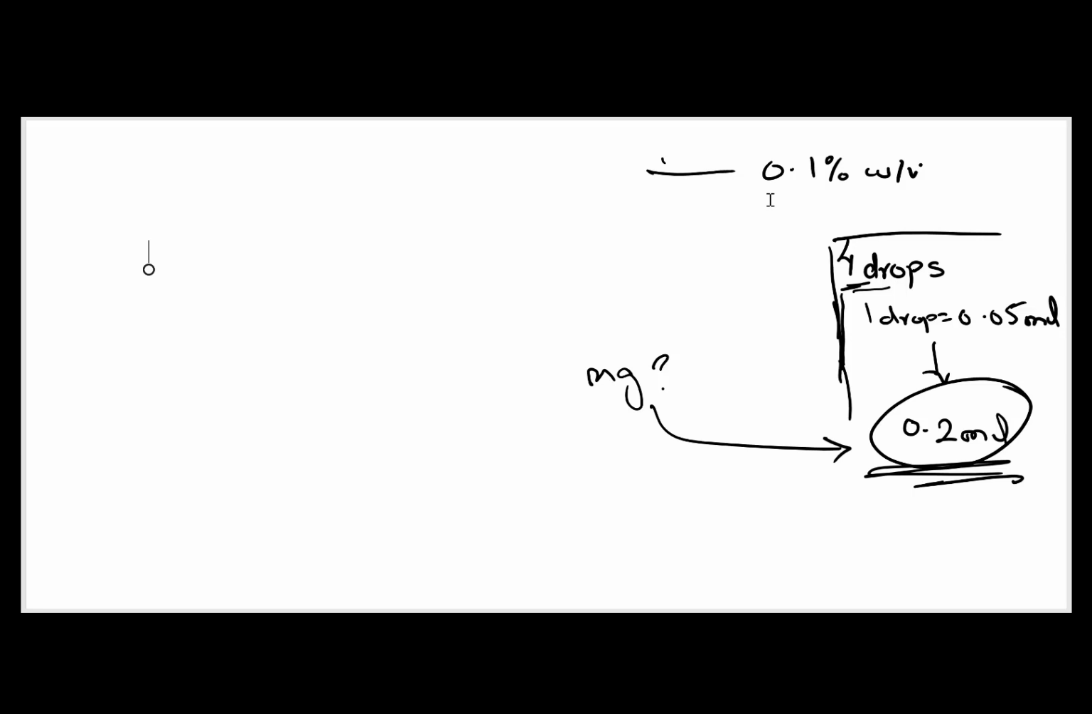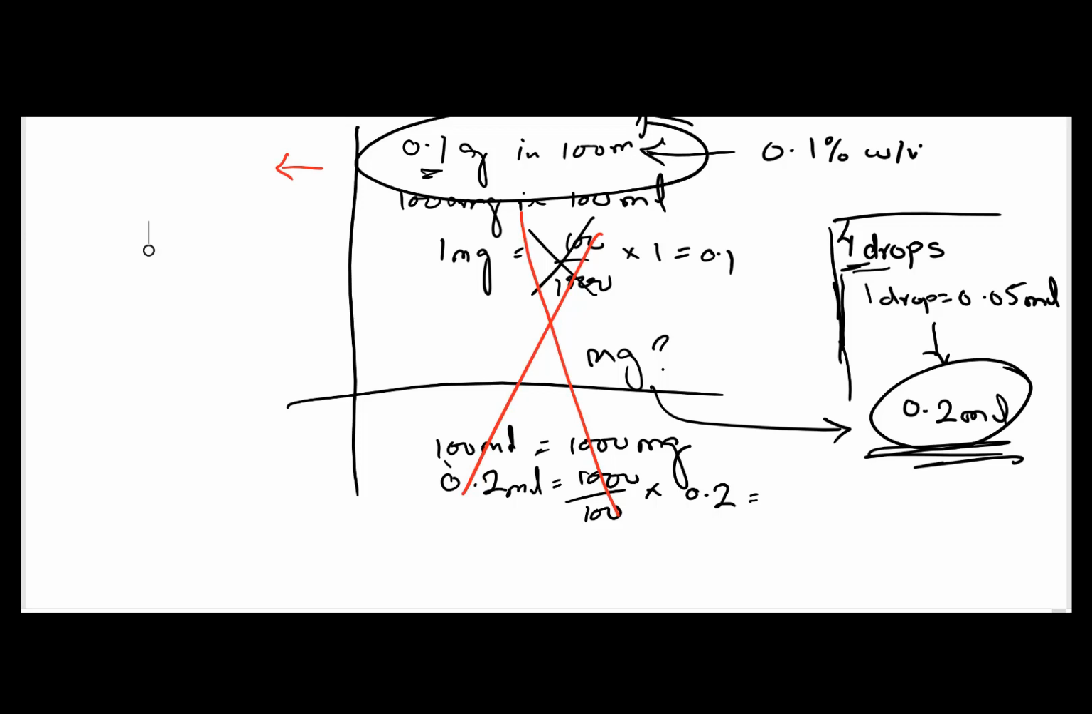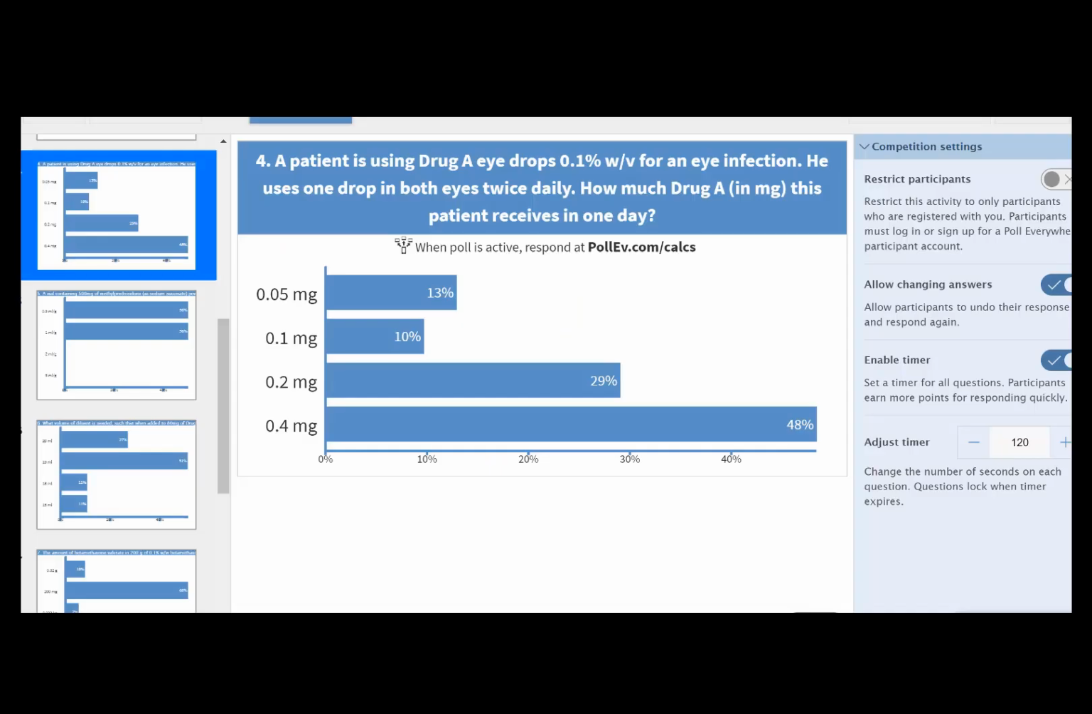I would find that out from this concentration. So I know 0.1% weight by volume means 0.1 grams in 100 mils, that means 100 milligrams in 100 mils. The patient is receiving 0.2 mils. So if 100 mils has 100 milligrams, 0.2 mils will have 0.2 milligrams. It's the same. So the answer was 0.2 milligrams.